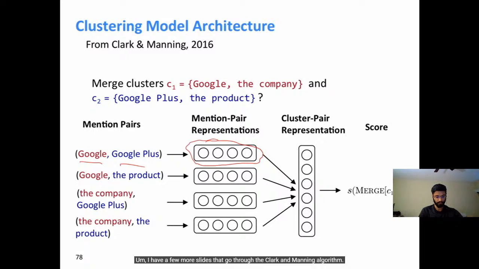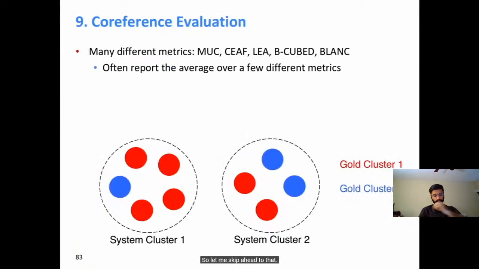I have a few more slides that go through the Clark and Manning algorithm, but I have just a few minutes left, so I think I'll skip the details. The main thing that's interesting here is the idea of clustering-based coreference algorithms and why, in principle, it should give you extra oomph. That's the main useful thing to get through, because what I want to make sure we have covered in the last few minutes, that I've said nothing at all about, is how do you evaluate coreference resolution and how well does it work. So let me skip ahead to that.